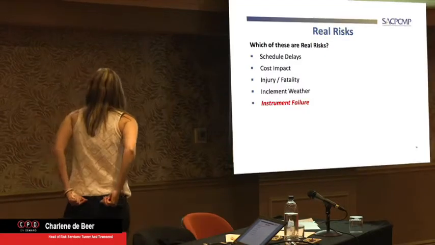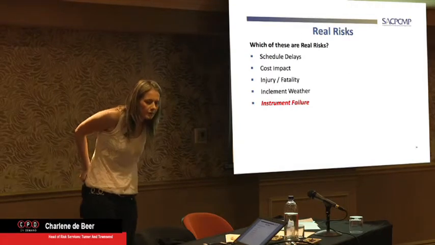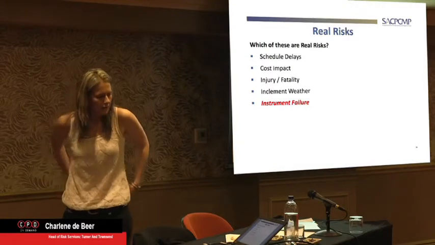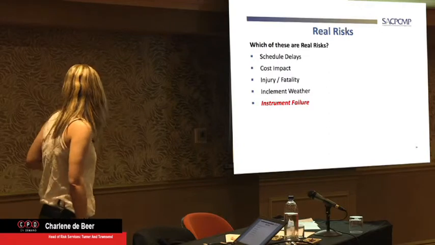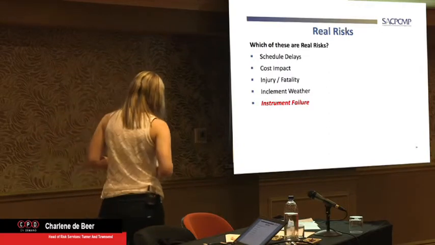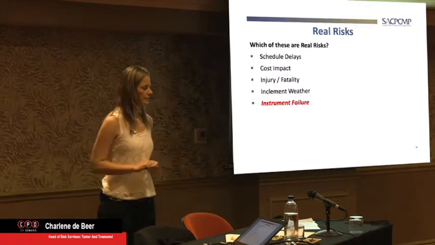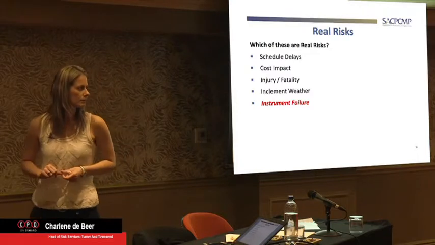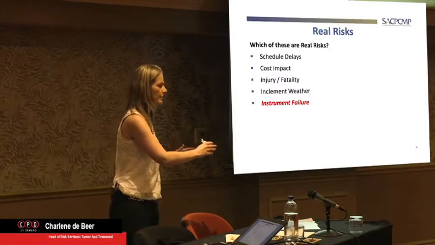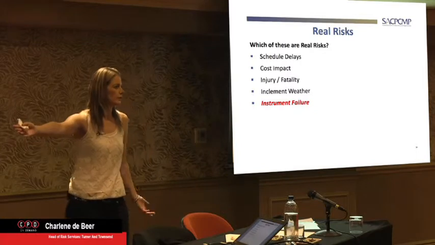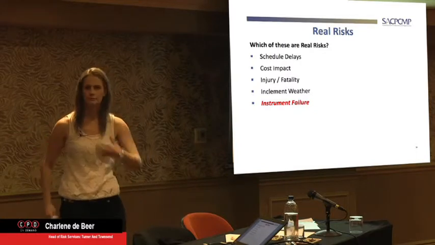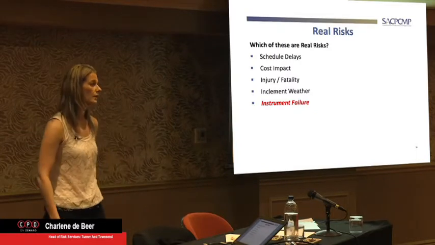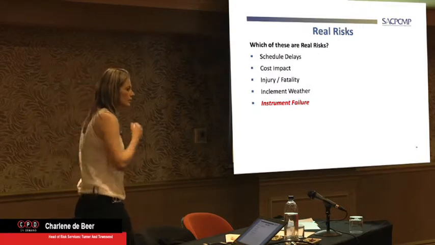And it's instrument failure. That's actually the only real risk there. And I'm going to explain why. So if we look at schedule delays, cost impact, injury or fatality on site, that's a consequence. So if the risk happens, we're going to overrun on schedule. It's going to cost us more money, or we might actually have an injury or kill somebody on site.